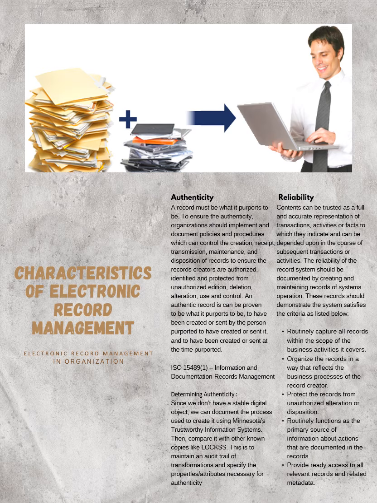The second one is reliability. Contents can be trusted as a full and accurate representation of the transactions, activities, or facts to which they attest and can be depended upon in the course of subsequent transactions or activities. The reliability of the record system should be documented by creating and maintaining records of system operation. These records should demonstrate the system satisfies the criteria as listed below.